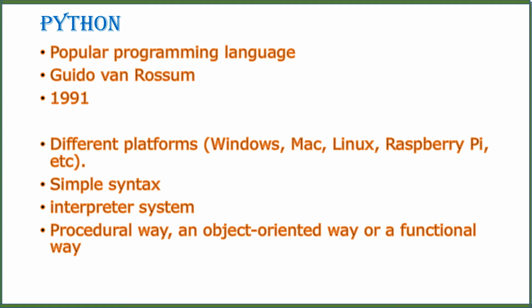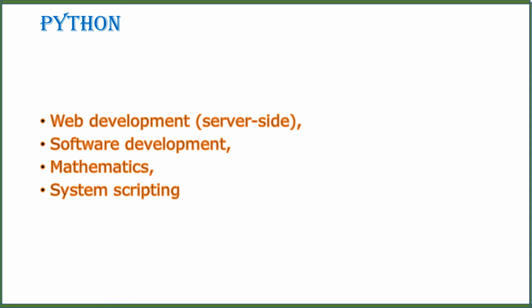It means that prototyping can be very quick when compared to compiler-based languages. Next, it supports a procedural way, an object-oriented way, or a functional way. So these specify that it can be dealt with under any of these types of program structure. Then, Python can be applied in web development at the server side, software development, mathematics related to complex solutions, and system scripting. So these are the four major areas where Python has been applied.